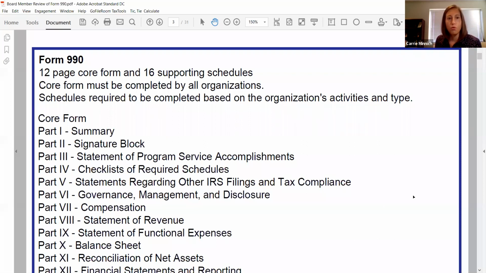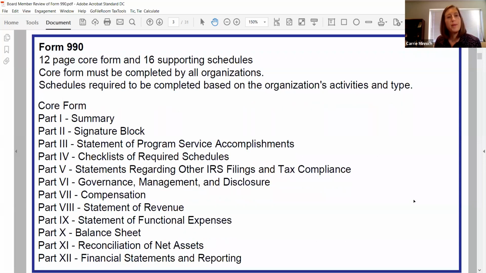When looking at the core form, this initial 12-page document that all organizations have to file, it is divided into different sections, and you can see on the screen here the different sections. We are going to briefly touch on some of these sections today, and other sections we're going to dig into a little bit deeper, because as a board member, you want to make sure that these are properly reflective of what your organization is doing.